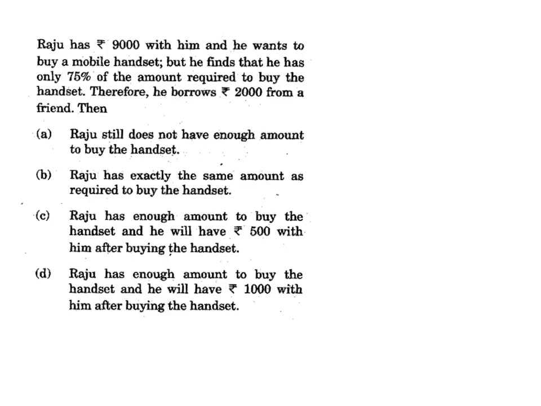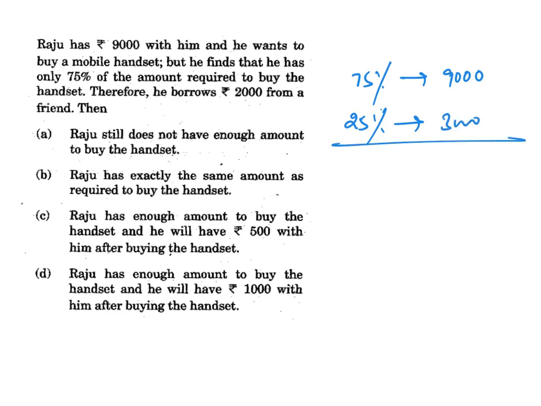Raju has 9,000 with him and he wants to buy a mobile handset. But he finds that he has only 75% of the amount required to buy the handset. Therefore, he borrows 2,000 from a friend. So 75% is 9,000, then 25% is obviously divided by 3 and 3. Then you'll get 3,000. So he actually has to borrow 3,000, but he only borrowed 2,000 from a friend. So obviously he needs 1,000 more.